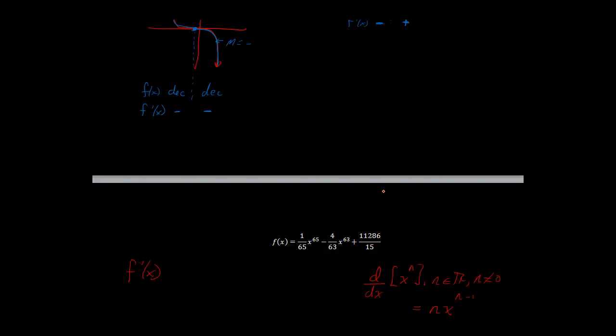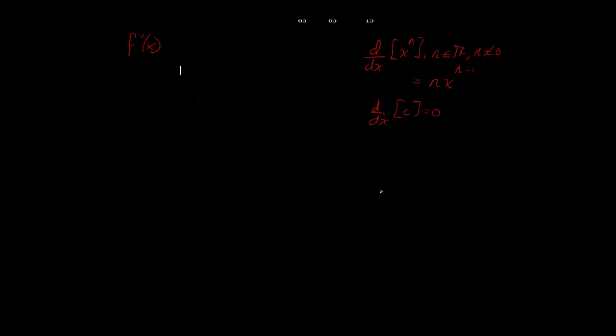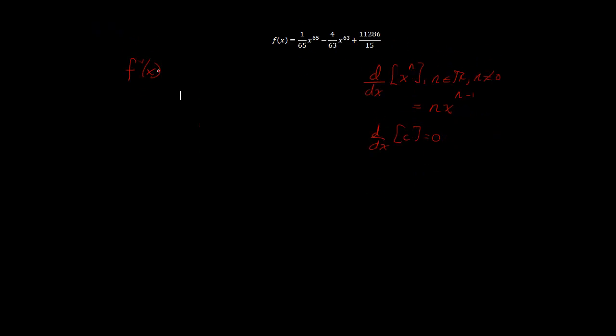So in order for us to do this, we have to find our derivative. We're going to find the derivative of this function. We're eventually going to set it equal to 0, but we're going to find the derivative first. We bring the exponent 65 down as a coefficient, multiply it times 1/65, and we get a value of 1. So we get x to the 64th.